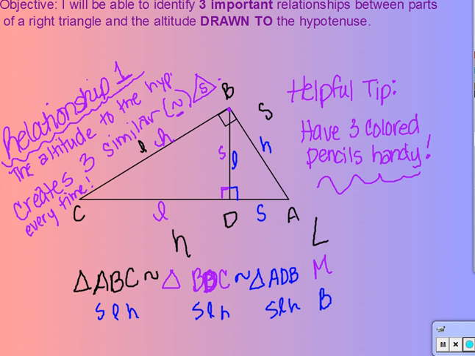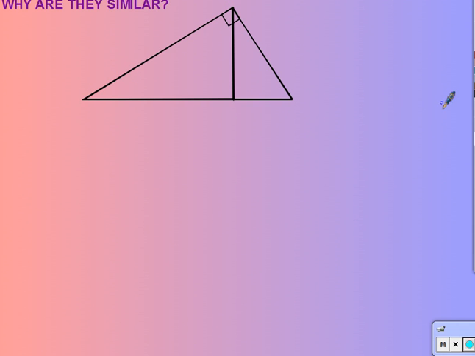So now let's talk about why this is actually true, because you need to know why it's true. That's even more important than knowing how to do it. Okay, so why are they similar? If we go back and put in our right angles, when our altitude is drawn to the hypotenuse of our big black triangle, we get a right triangle there, and a right triangle there. So we've got 3 right triangles.